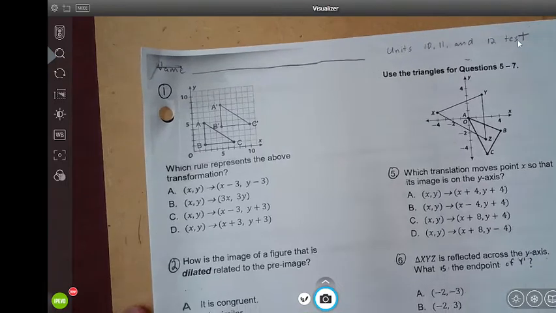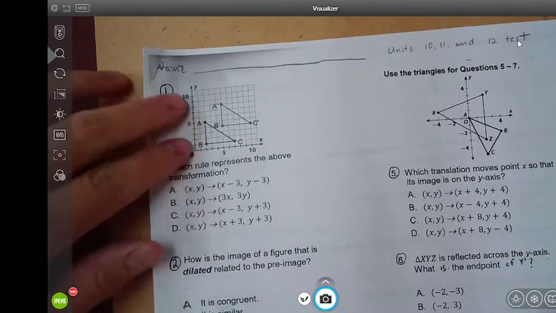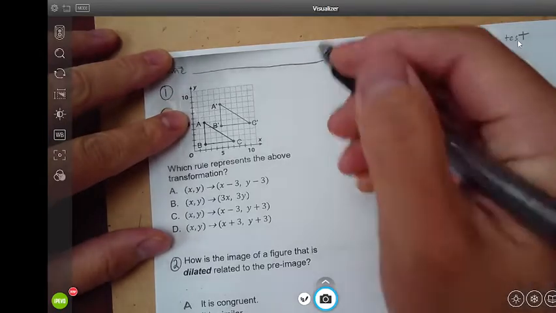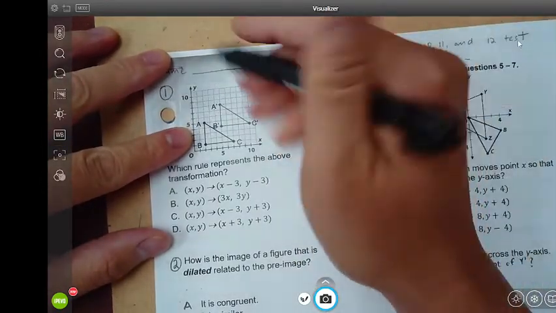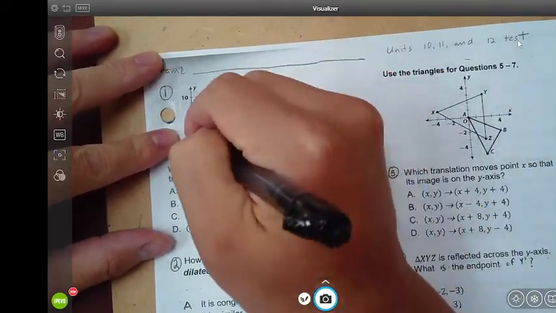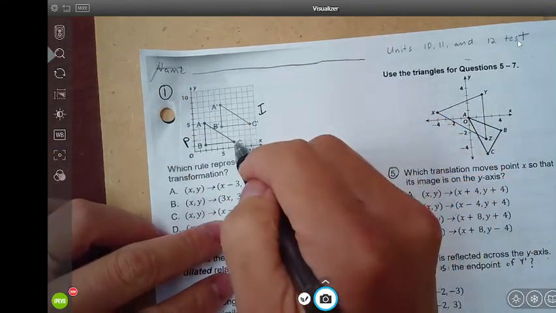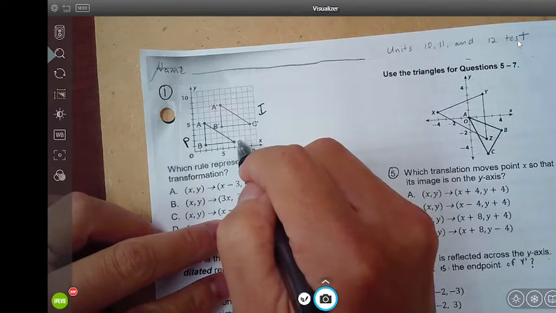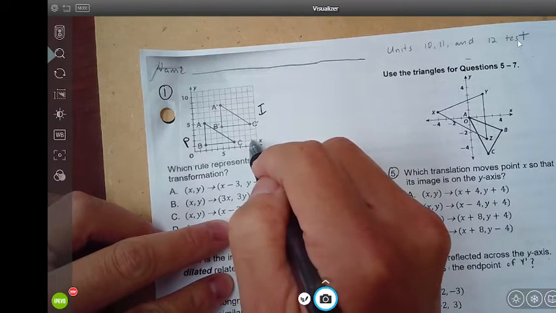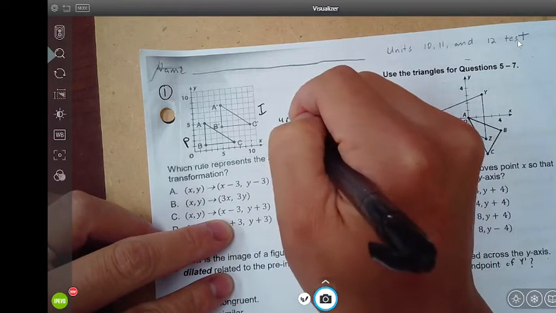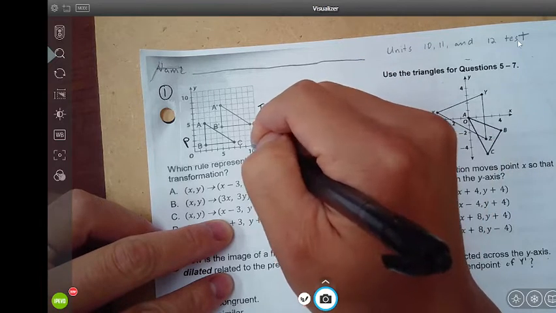All right, for number one, which rule represents the above transformation? Remember, the apostrophe means this is the image and this is the pre-image. It looks like the pre-image is moved 1, 2, 3, 4 to the right. So it's 4 right, and then after 4 right, it's 1, 2, 3 up.